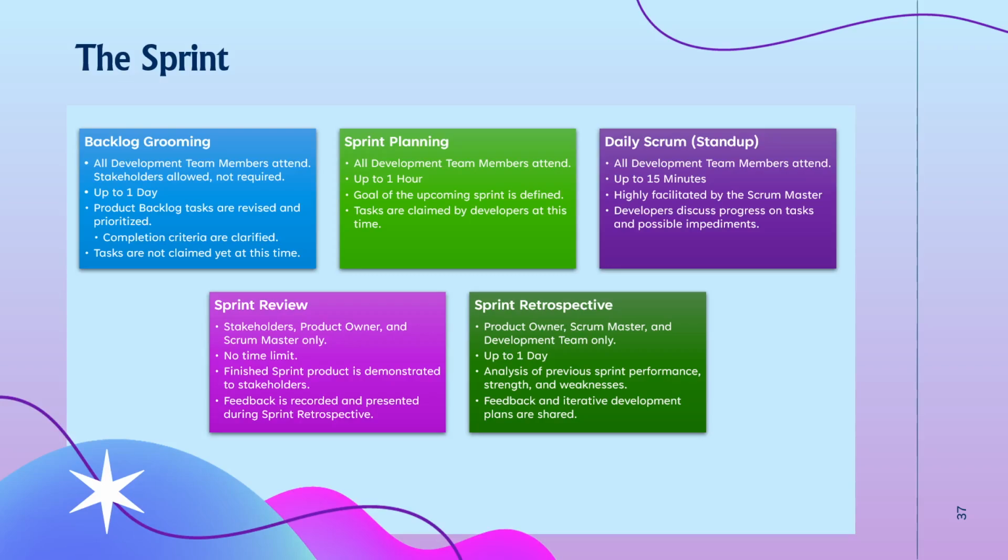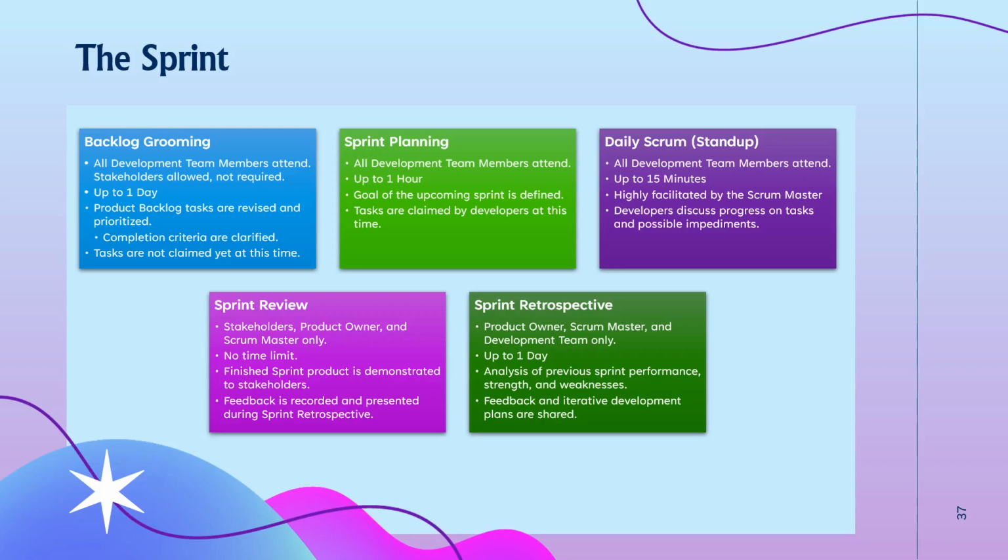The goal of the upcoming sprint is defined, and that is how many tasks we're going to complete, what we're looking for in that end product ourselves, not what they're looking for us to do, what we're looking to do. And at this point, they split up some of the tasks that they're looking to complete in the sprint amongst developers, right?